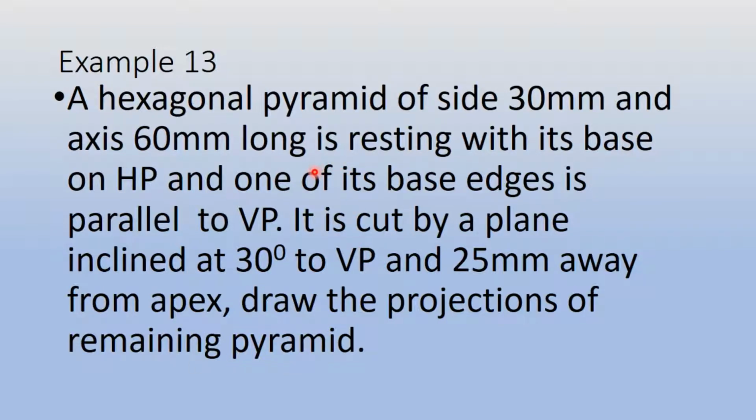This is a very similar question to the previous question. There is the same hexagonal pyramid directly resting with its base on HP, and one of the base edges parallel to VP. So the top view will be a hexagon and the front view will contain a triangle. Now the important point is the cutting plane is inclined to VP. So we have an inclined cutting plane with respect to VP, and it is 25 mm away from the apex. So we will see now first how to imagine this.